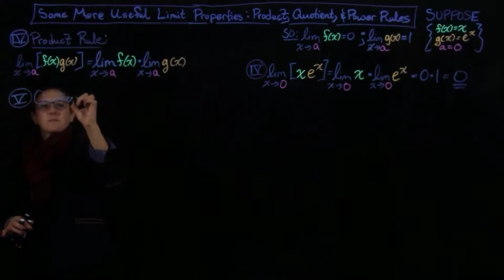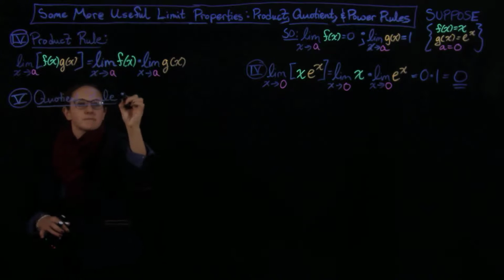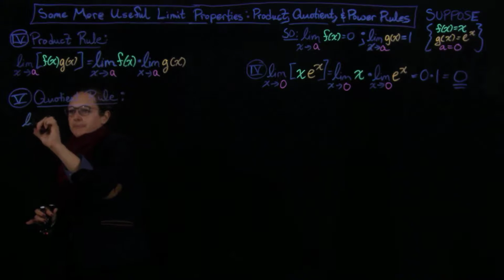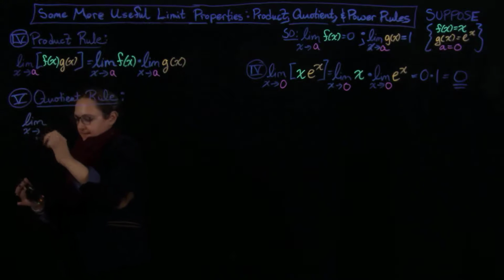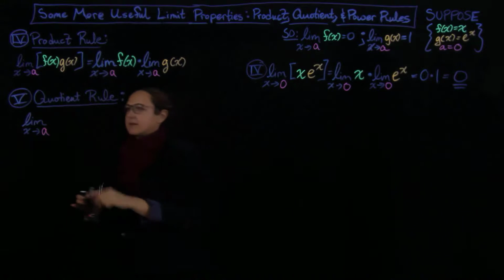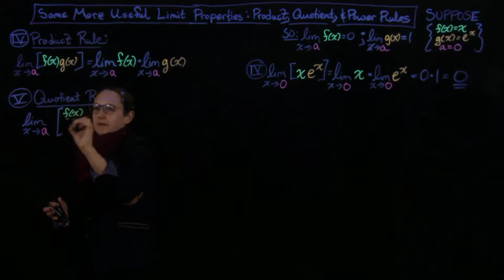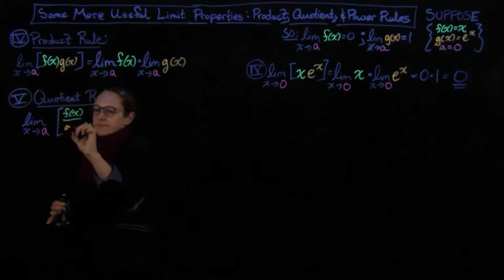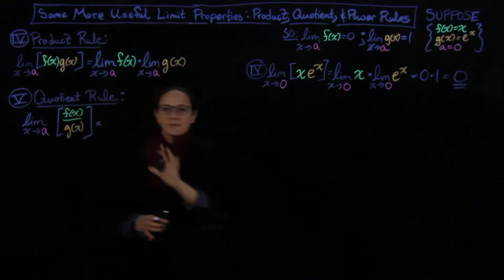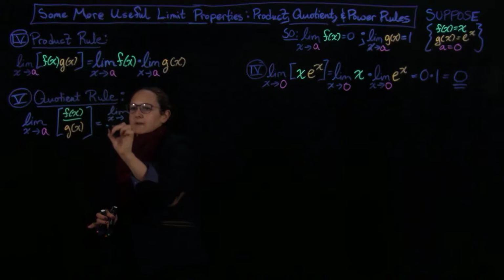So here's the quotient rule. We're going to have the limit as x approaches a, and now you can guess, this is the quotient rule, so I'm going to divide the two functions. I have f of x on top, and on bottom I have g of x. And you're going to be able to do exactly what you want again. This works out so nicely because I can take the limits of the top and bottom separately.